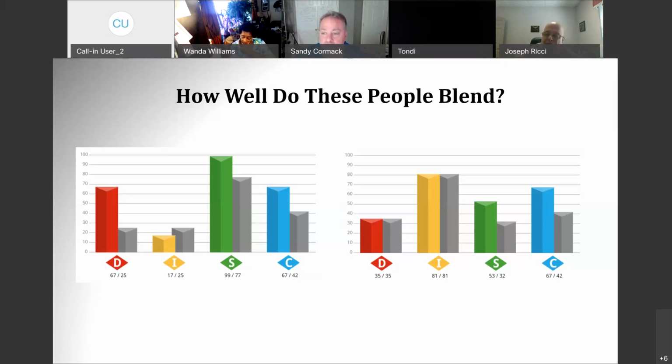Yes, Sheila says both have the same cautious. They're identical, aren't they? That's rare. 67-42 for both of them. So that's good. One's a high S, the other's a high I. One's a low I, but they also have a high D.